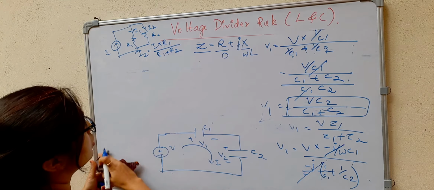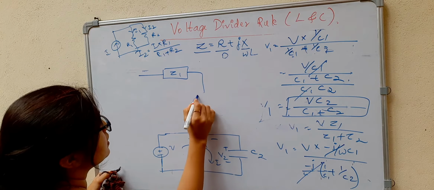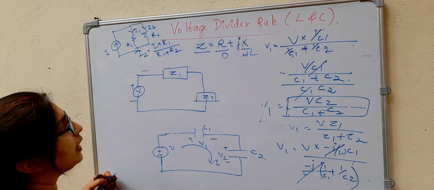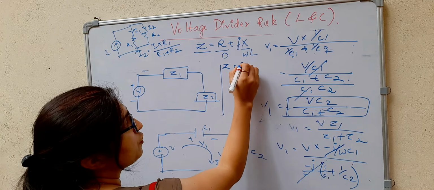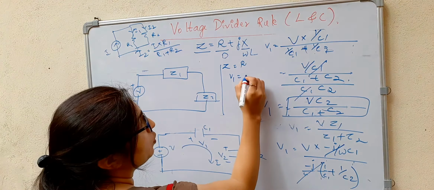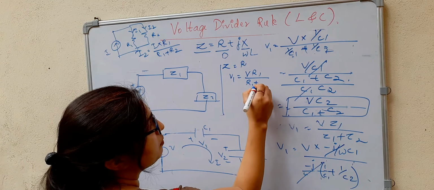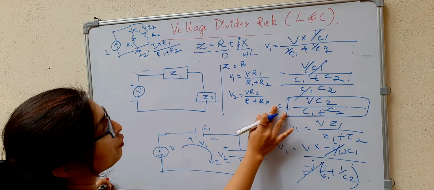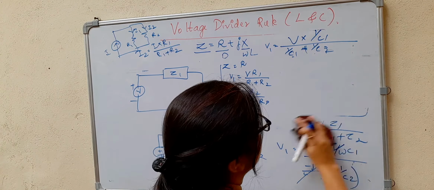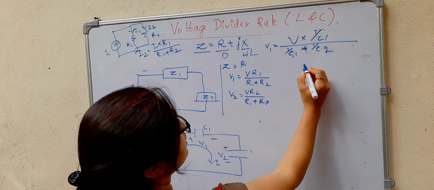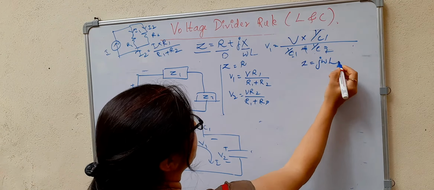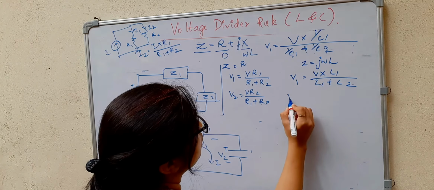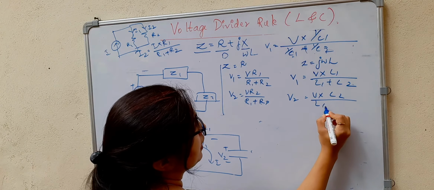So we know if this is the impedance Z1, this is impedance Z2, this is voltage V, then we can say if this is a resistor, if Z is equal to R, then V1 will be equal to V into R1 divided by R1 plus R2. V2 is equal to V into R2 divided by R1 plus R2. If you are considering the inductor, in that case Z is equal to J omega L, then V1 will be equal to V into L1 divided by L1 plus L2. V2 is equal to V into L2 divided by L1 plus L2.